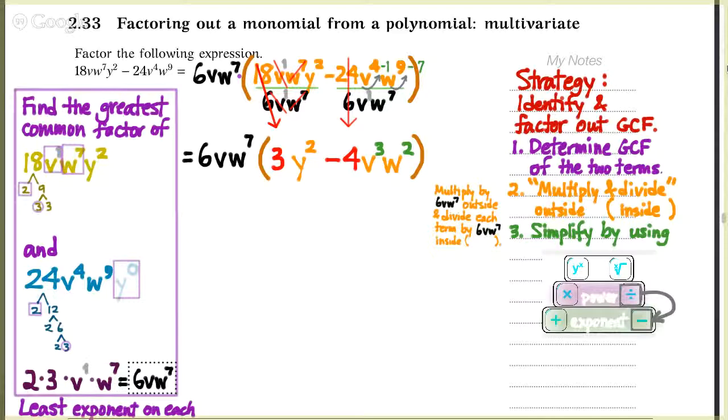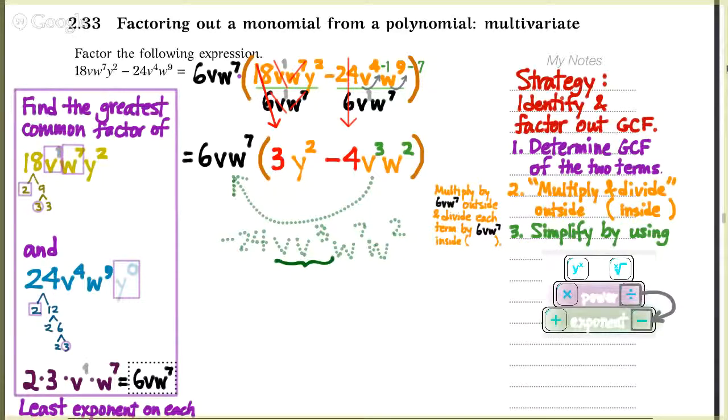which if I were to multiply it by the 6vw to the 7th on the outside, I should get my original expression back. Again, just to make sure that we can sleep well at night, let's check that second term by multiplying it back out. I'm going to have 6 times negative 4. That's negative 24. I'm going to have v times v to the 3rd, and I'm going to have w to the 7th times w squared, rearranging it so the powers of the like variables are near one another.